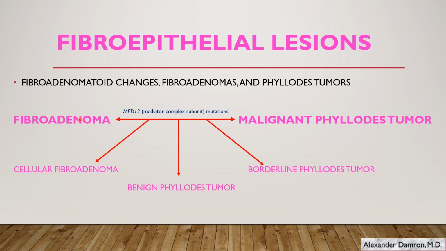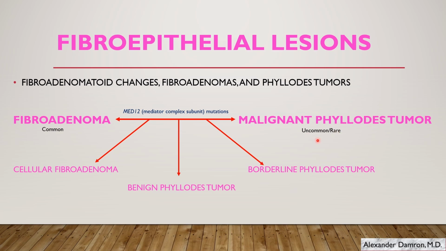Basically, I like to think of this as a continuum, and you have to decide where on this continuum your particular entity lies. One of the things to keep in mind as you're looking at these lesions is fibroadenomas are very common. It's the most common stromal lesion in the breast, the most common benign mass in the breast. So you're going to see a lot of these. Whereas a malignant phyllodes tumor is pretty rare. Relatively speaking, these are uncommon, right?